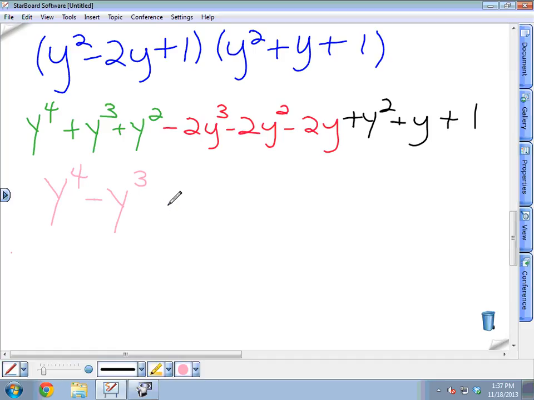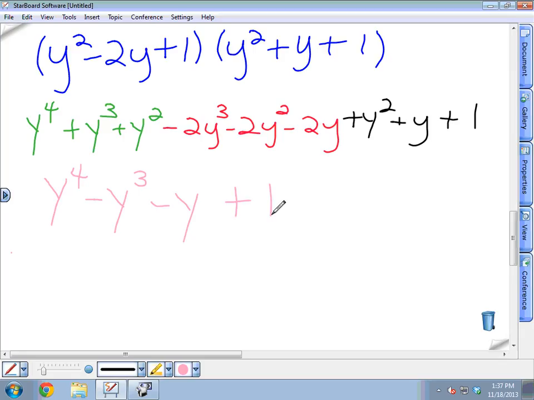Okay, the y squares again. So plus 1 minus 2 plus 1, so plus 2 minus 2. So there is no y cubed. There are none. Okay, all right, good. Now what? Minus y. Minus y plus 1.